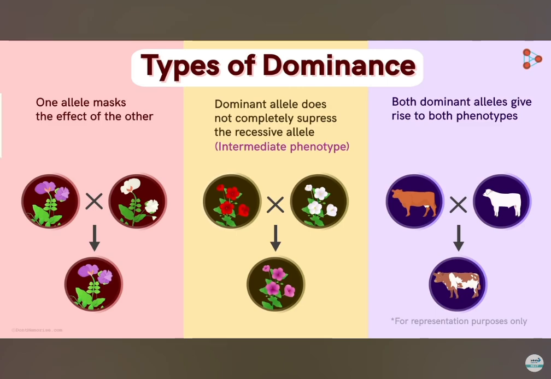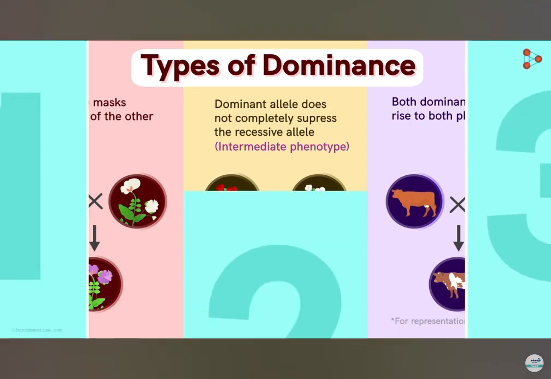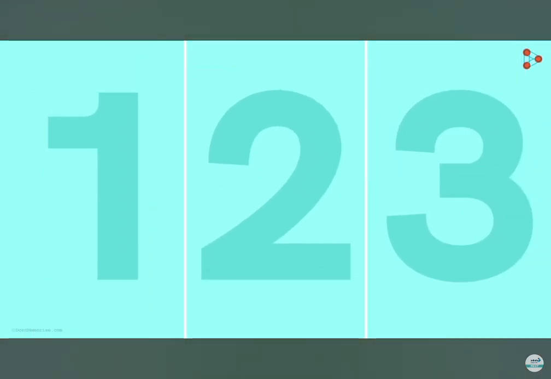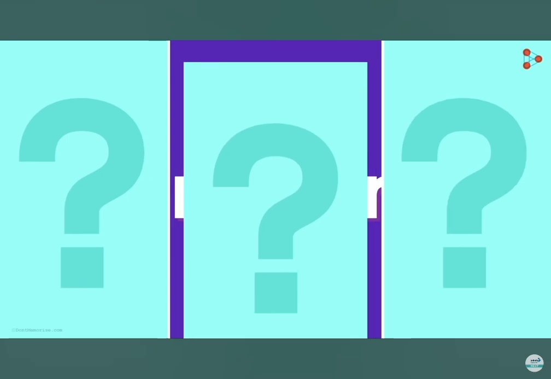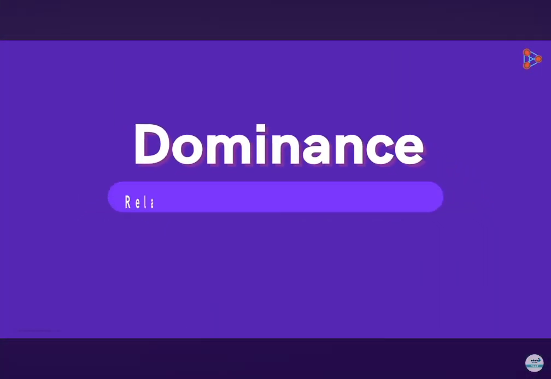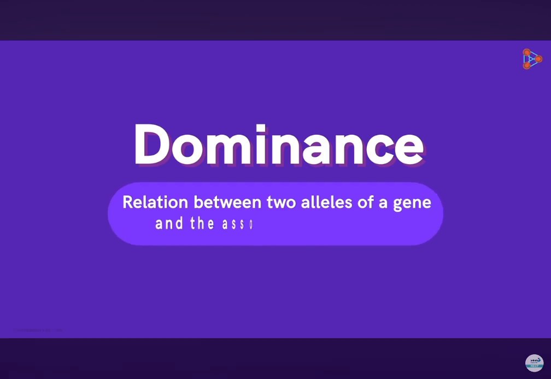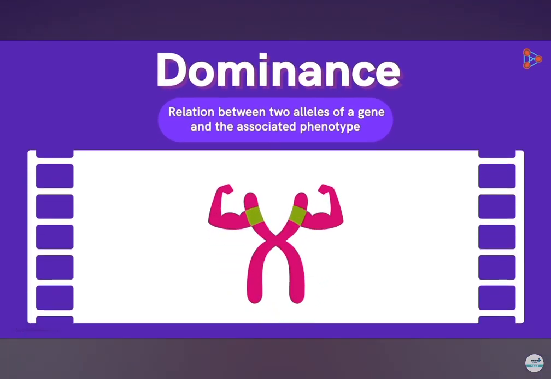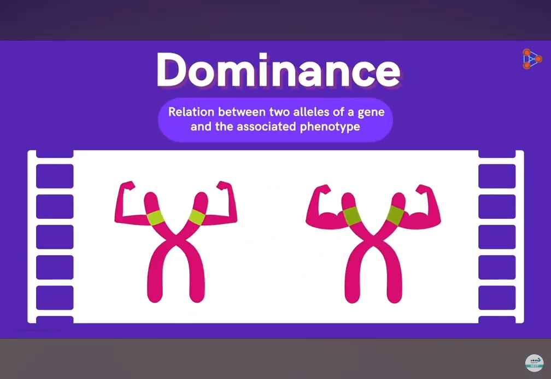We have learned all the three types of dominance so far. Let's do a quick review for all the three types. Firstly, can you tell me what dominance is? Technically, it can be defined as the relation between two alleles of a gene and the associated phenotype. That means dominance is all about how one dominant allele of a particular gene interacts with the other recessive or dominant allele of the same gene set in an organism.